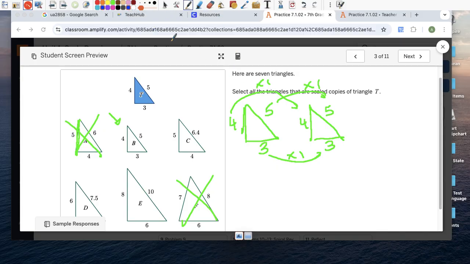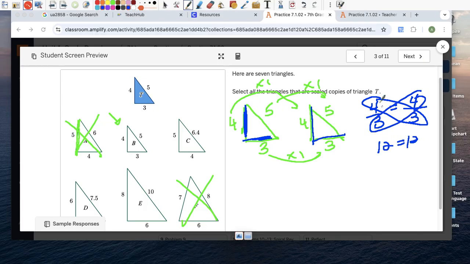If you want to use a proportion, pick two sides. Let's pick this side here and this side here. So 4/3. The ratio of two sides on the first triangle should be the same as the ratio of the corresponding sides on the other triangle. 4/3. If you want to do the butterfly, 4 times 3, 4 times 3, 12 equals 12. And notice that the ratios are equal to each other. 4/3 equals 4/3. So definitely B.